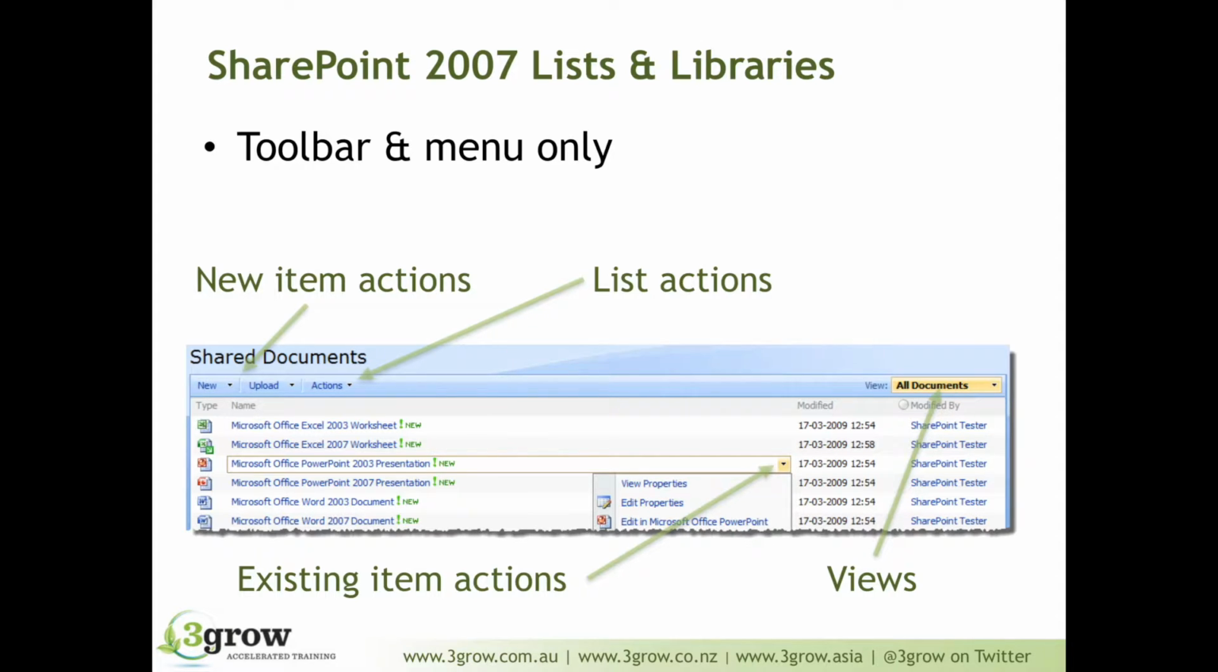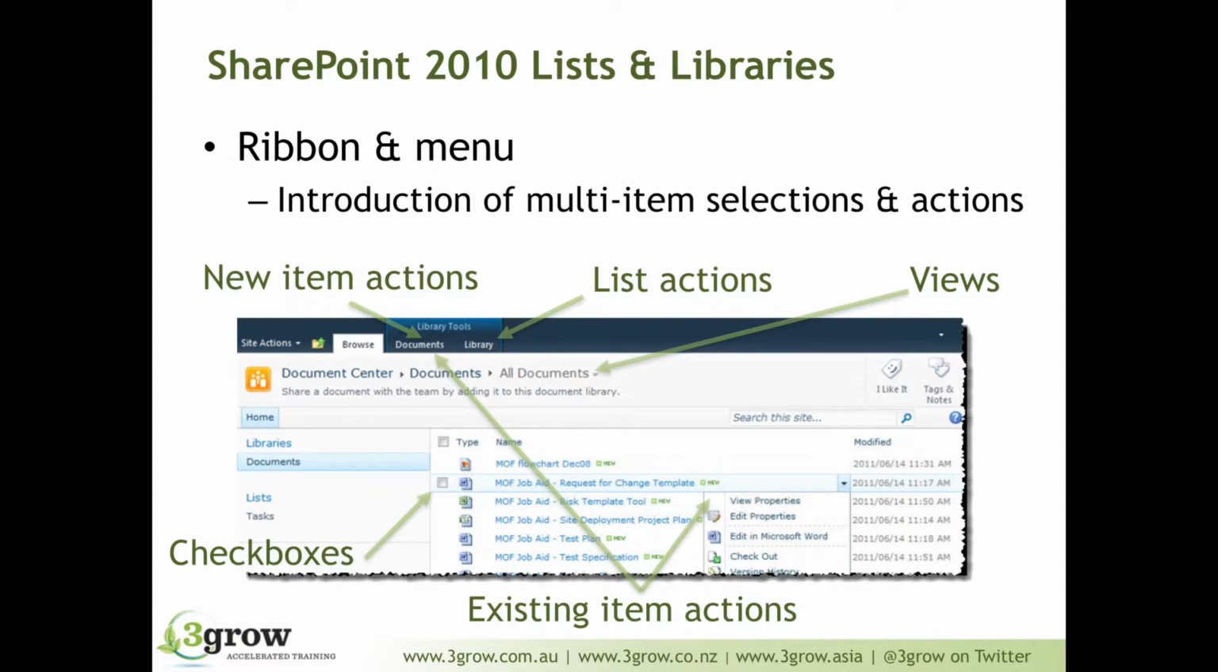And if you also had full control, next to actions there would also be a settings option to allow site owners to access the settings of the list or the library, and creating views and managing columns and content types and things like that. The views were accessible via a drop down towards the top right hand corner.